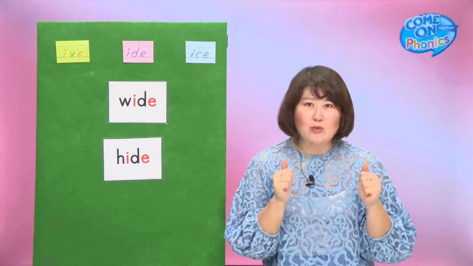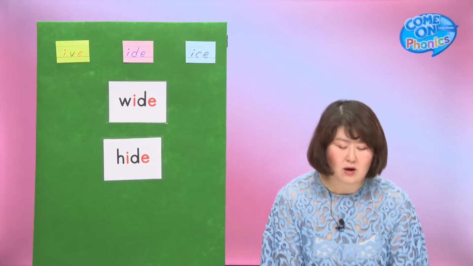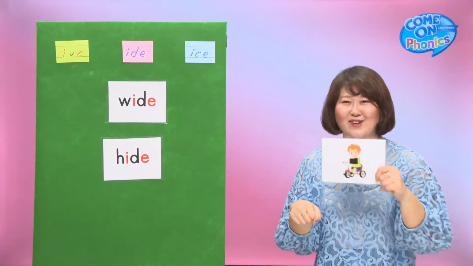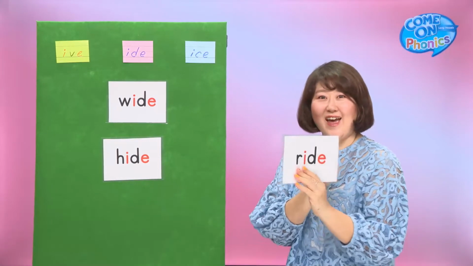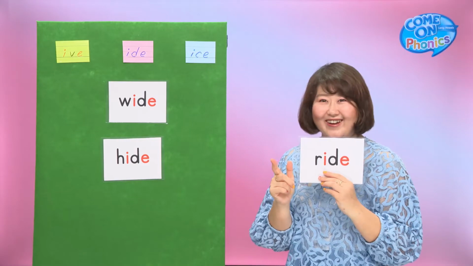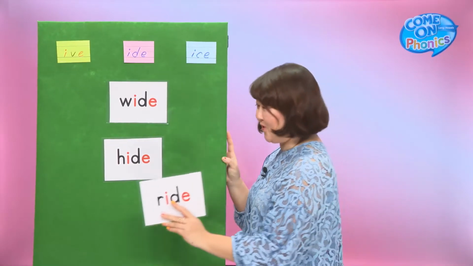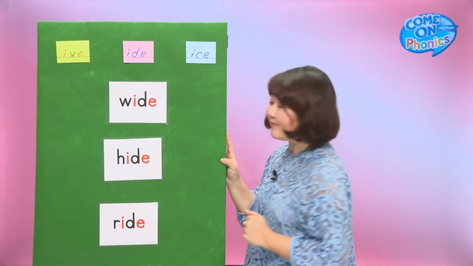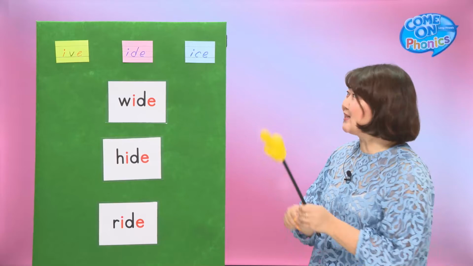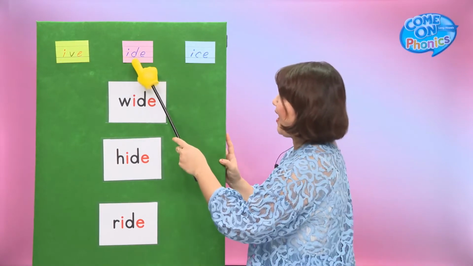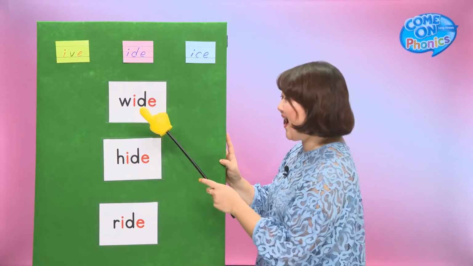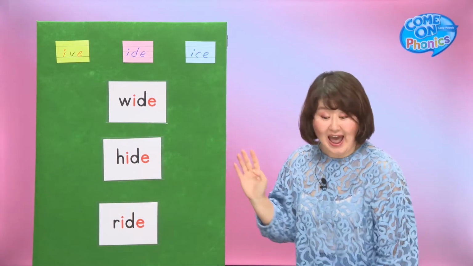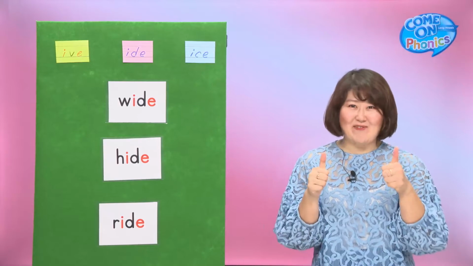And one more card. Oh, I remember that word, right? Okay, excellent. Come up from the board. Finish this row. Let's read this all together. "I'd, wide, hide," right. Excellent. Good job, everyone.